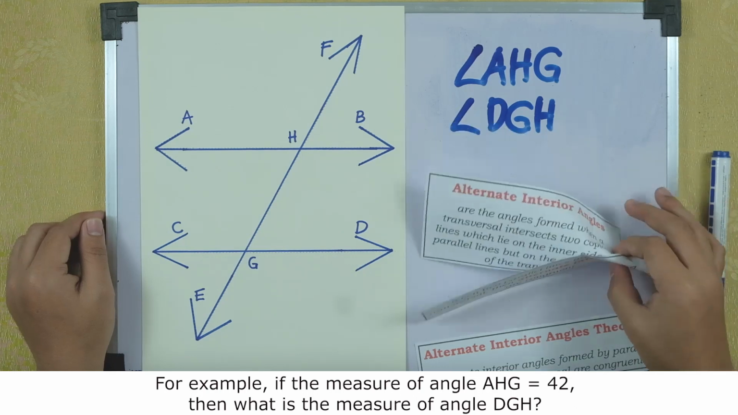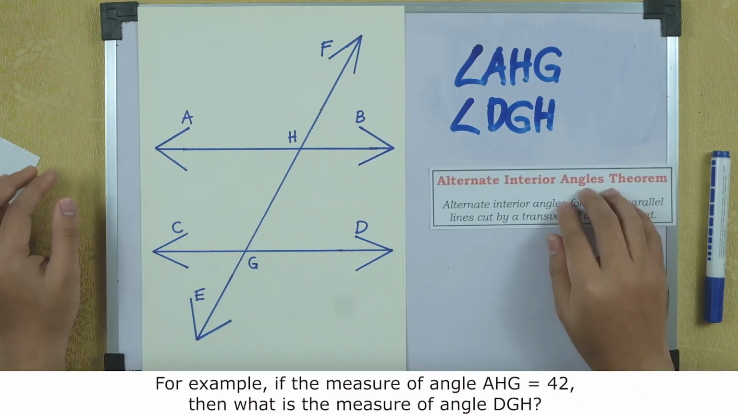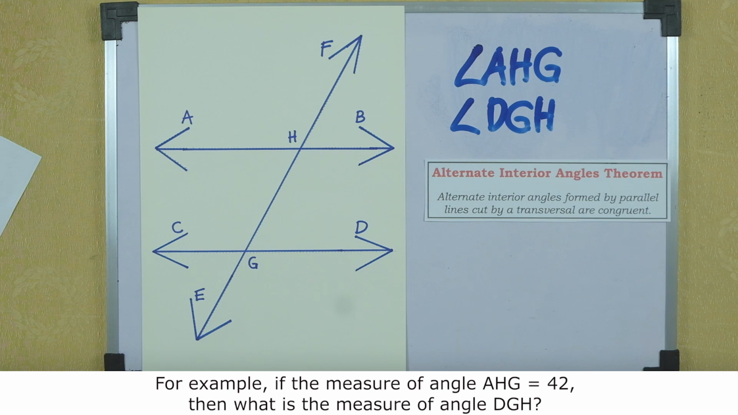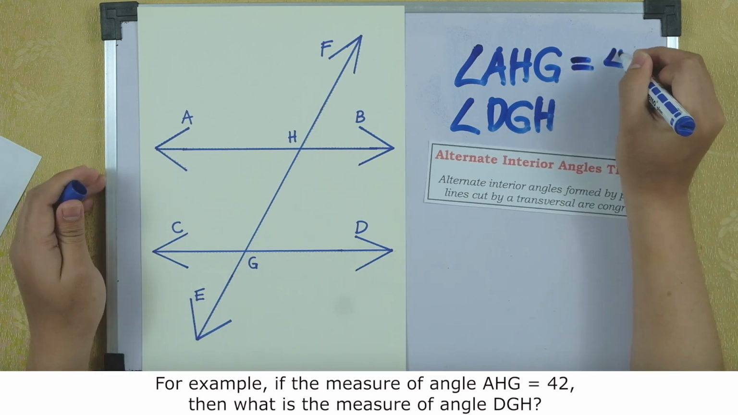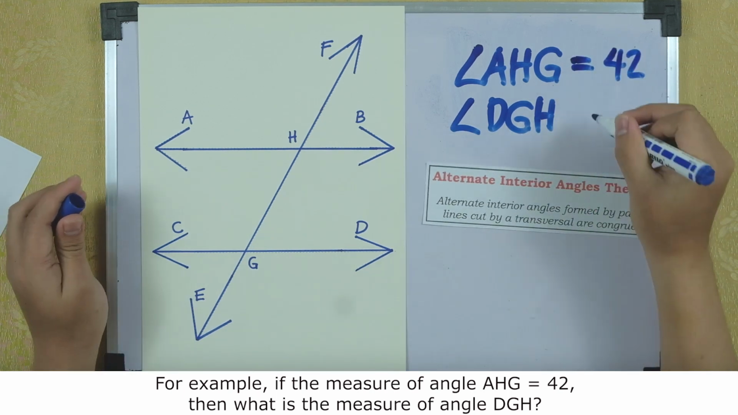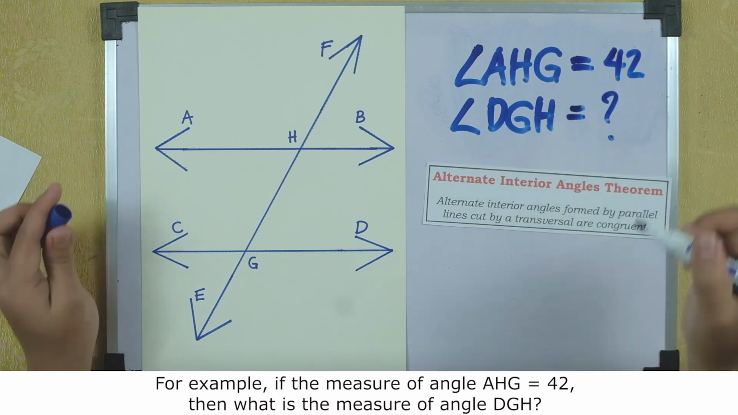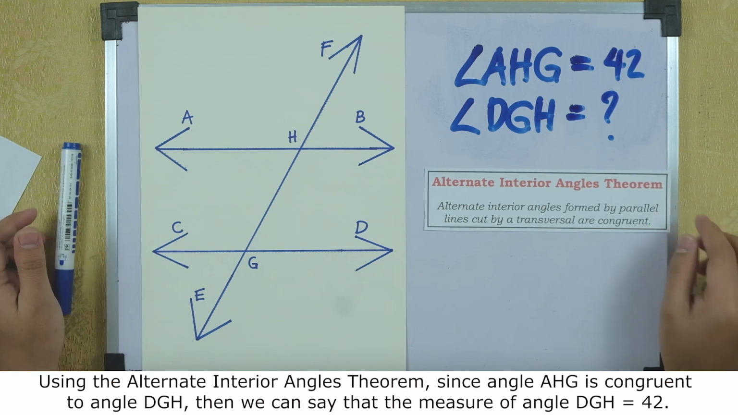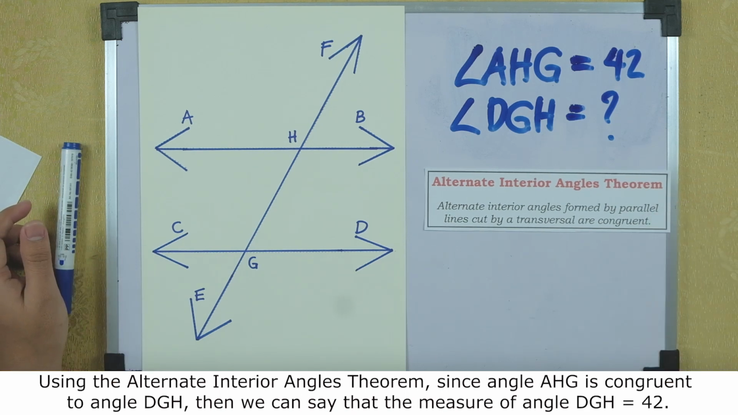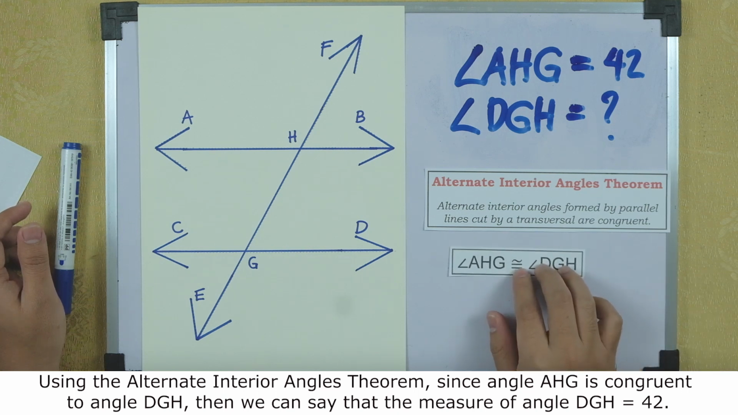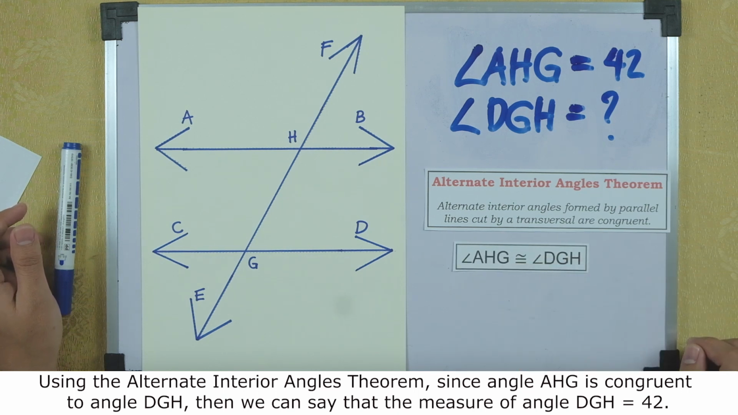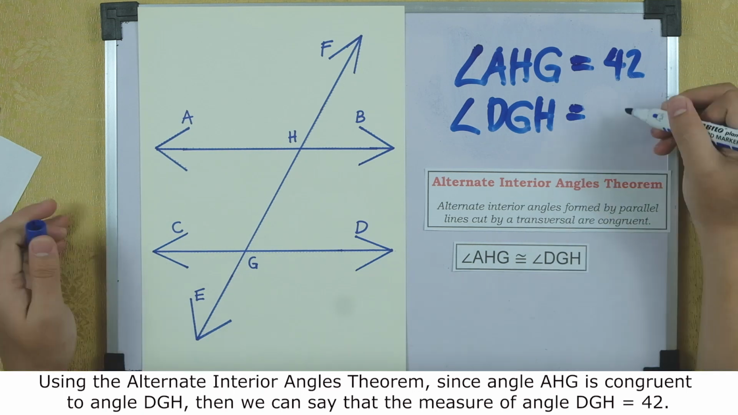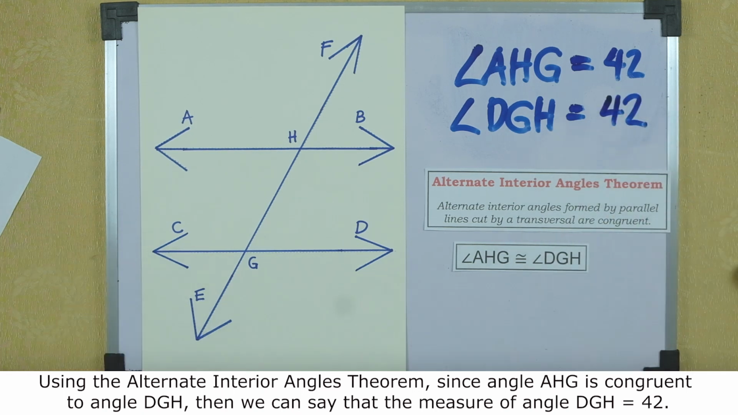So, in our example, suppose the measure of angle AHG is equal to 42. So what is the measure of angle DGH? Using the alternate interior angles theorem, angle AHG is congruent to angle DGH. This means that the measure of angle DGH is also equal to 42.